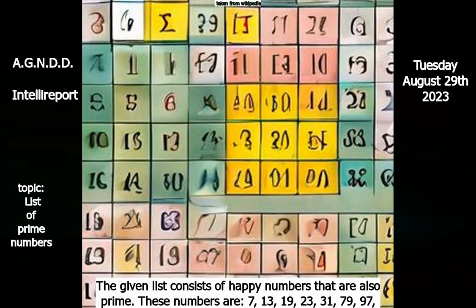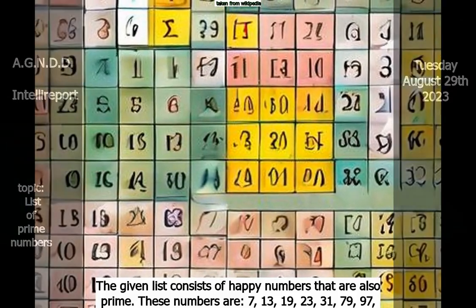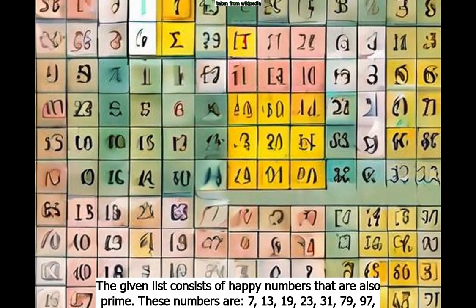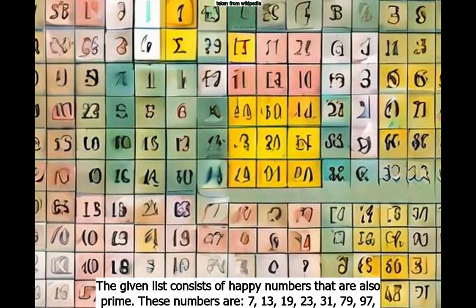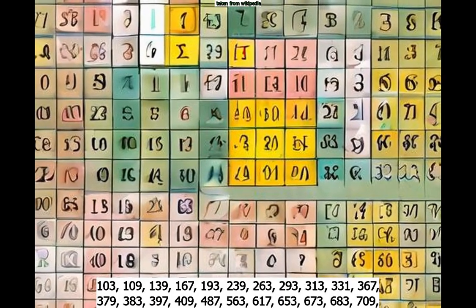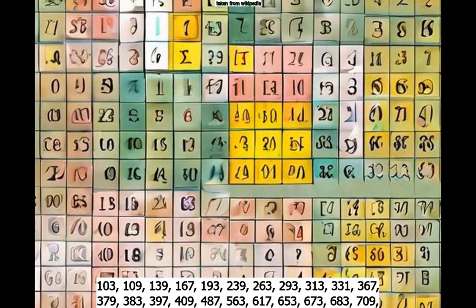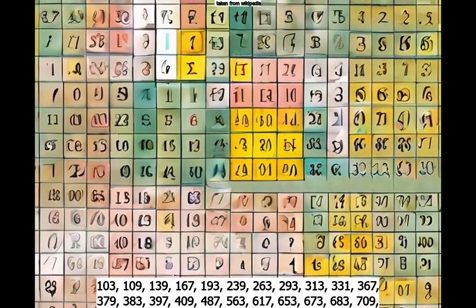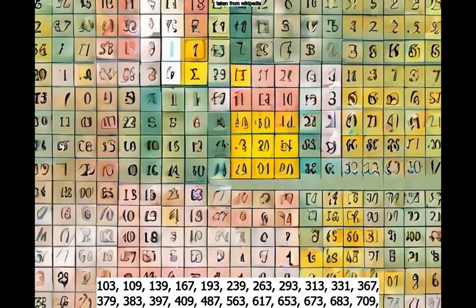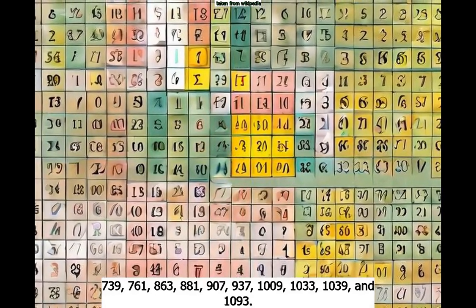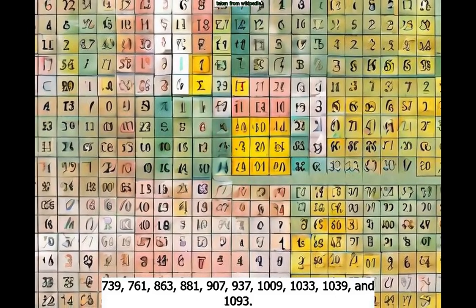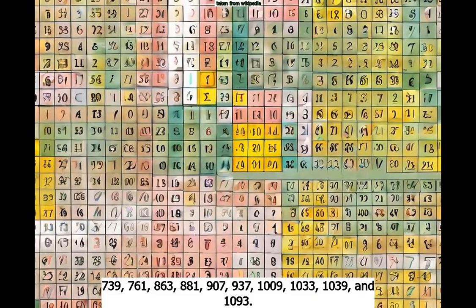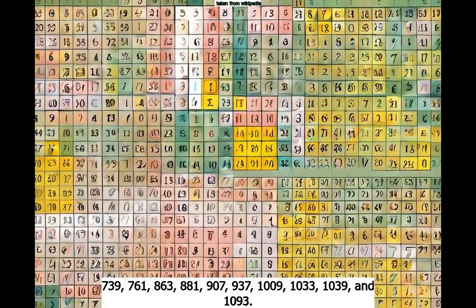The given list consists of happy numbers that are also prime. These numbers are 7, 13, 19, 23, 31, 79, 97, 103, 109, 139, 167, 193, 239, 263, 293, 313, 331, 367, 379, 383, 397, 409, 487, 563, 617, 653, 673, 683, 709, 739, 761, 863, 881, 907, 937, 1009, 1033, 1039, and 1093.